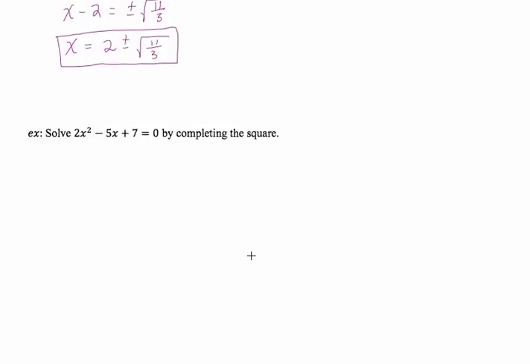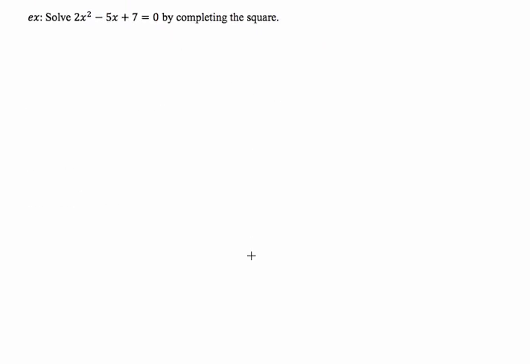Okay, make sure you're pausing this video and try the next one ahead of me without my help. Now because there's a coefficient in front of x squared, we first need to divide both whole sides by that coefficient. So we'll divide both sides by 2. That will give us 2x squared over 2 minus 5x over 2 plus 7 over 2 equals 0 over 2, which is just 0.